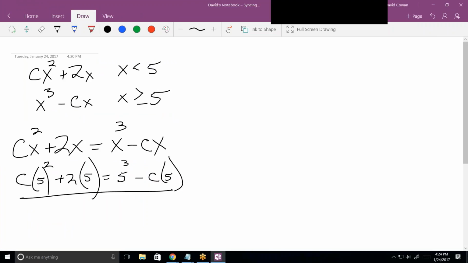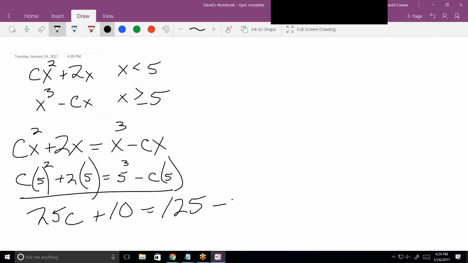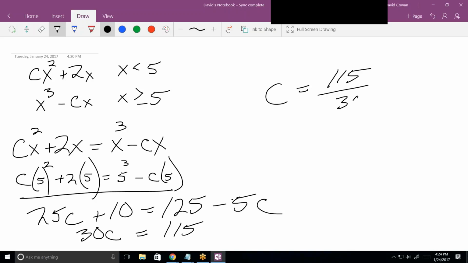Now, let me expand that out a little bit. What do we have here? We have 25c plus 10 equals 125 minus 5c. So I'm going to move my 5c to the other side, and I get 30c. I'm going to subtract 10, equals 115. C is equal to 115 divided by 30. At a minimum, they're both divisible by 5. Top is 23, and the bottom is 6.